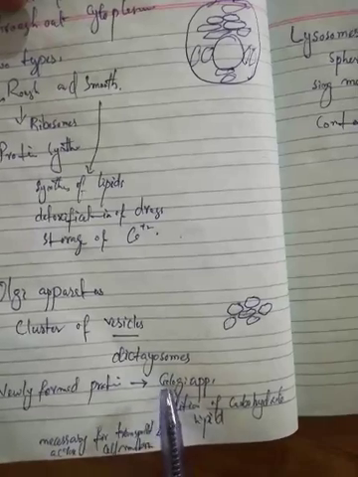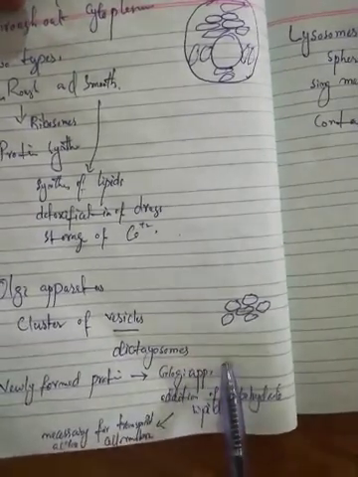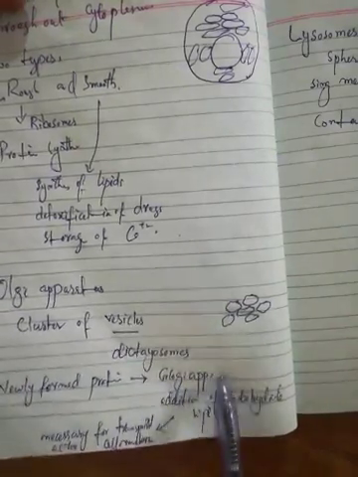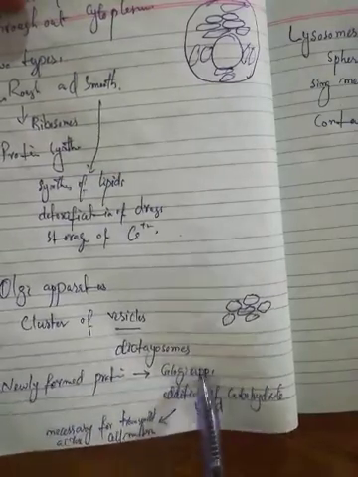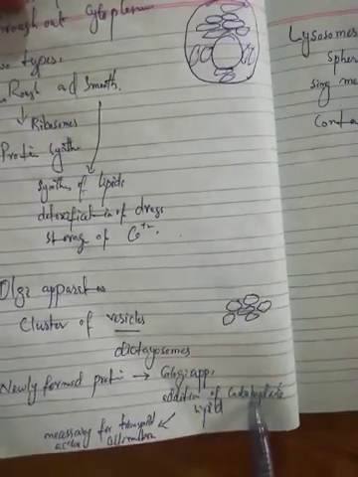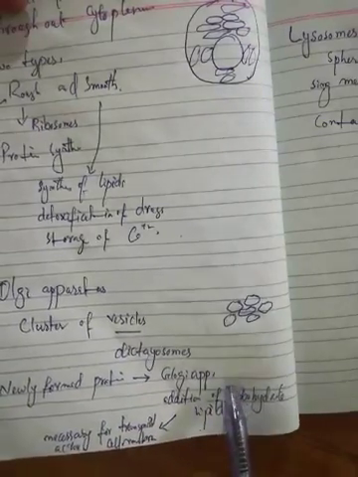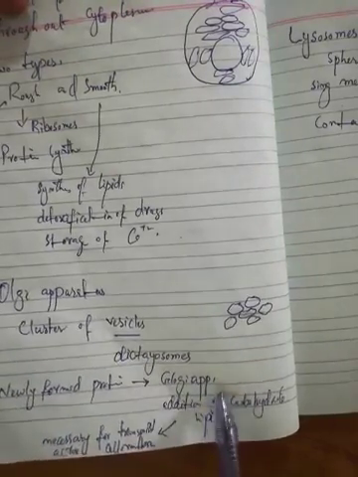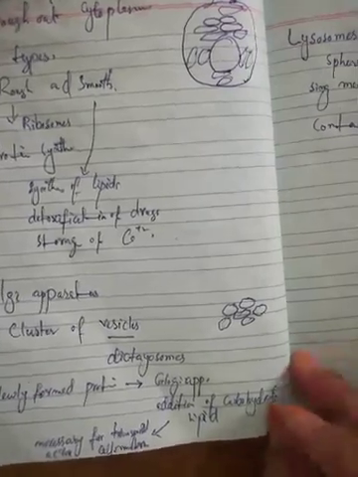Newly synthesized protein, which is synthesized in rough endoplasmic reticulum, is sent to Golgi apparatus. And what does Golgi apparatus do to the newly formed protein? Golgi apparatus adds some carbohydrate and lipid to the protein, and this modification is necessary so that this protein can move across the cell membrane easily.